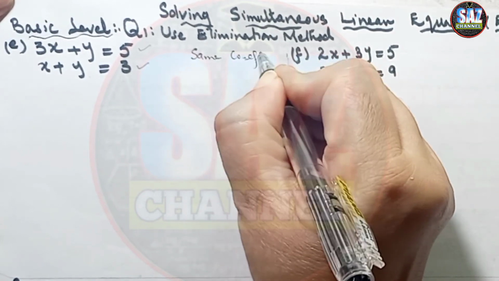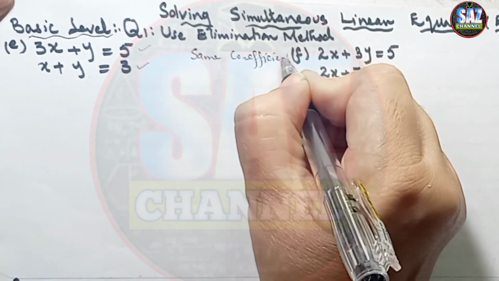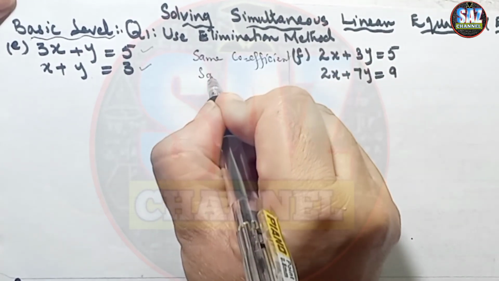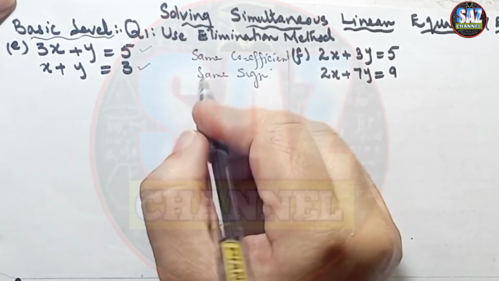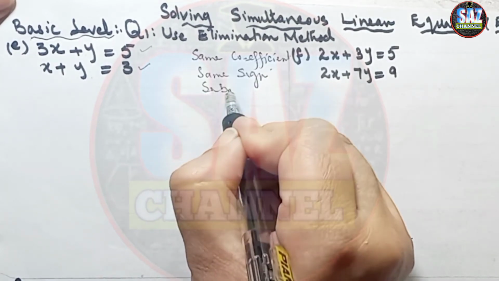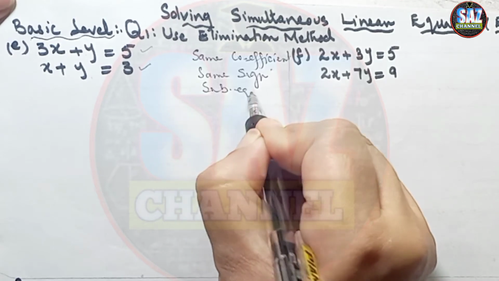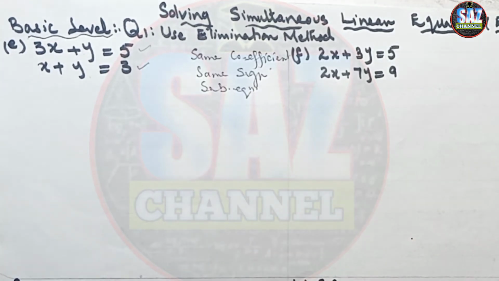Same sign, subtract the equations, or what we have to do is change the sign of the second equation.